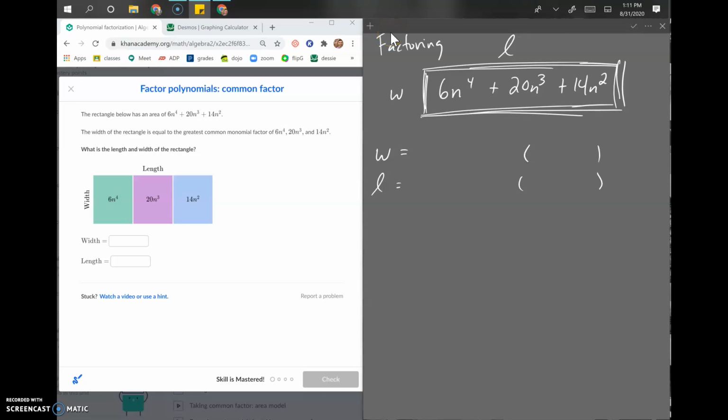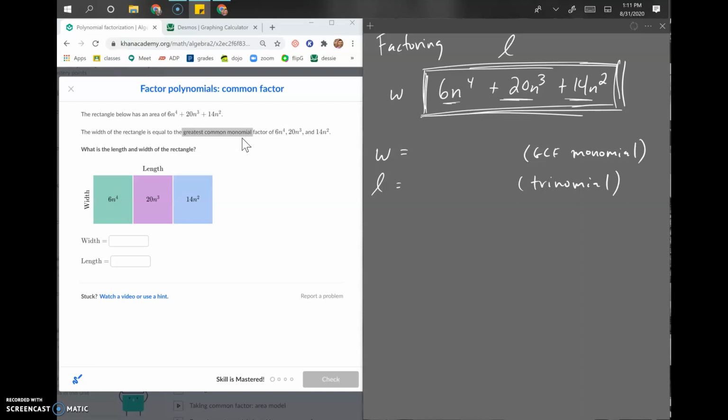All right. The directions gave us something really important to know. It said that the width must be the greatest common monomial. So we know that the width is going to be the GCF. And we know that it's going to be a monomial. It's only going to be one thing. Mono means one, which means that the length is going to have three parts to it, thus making it a trinomial.